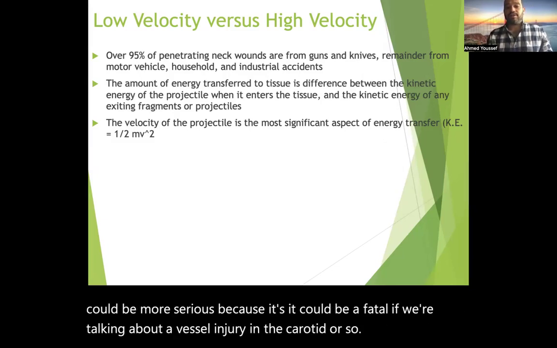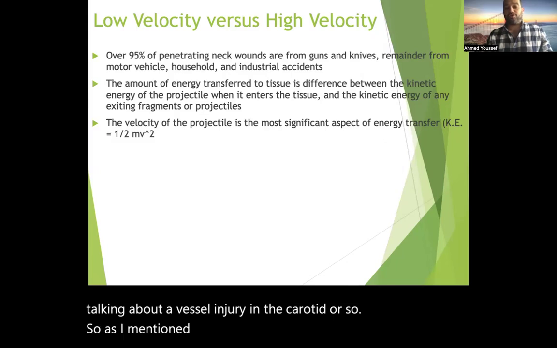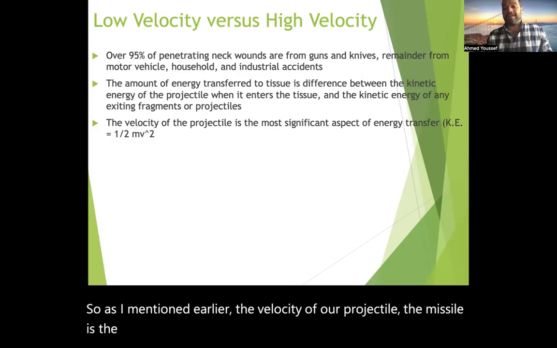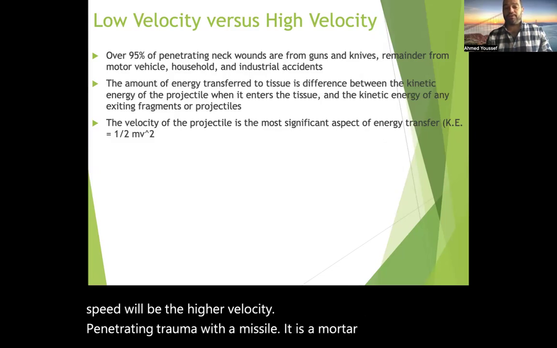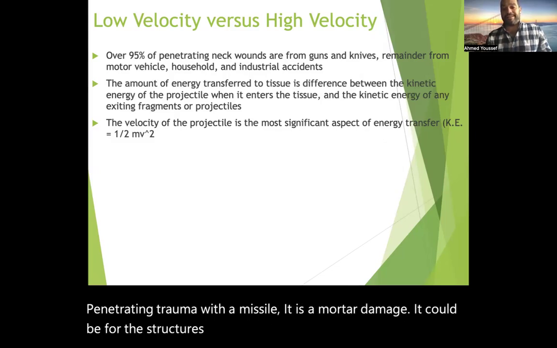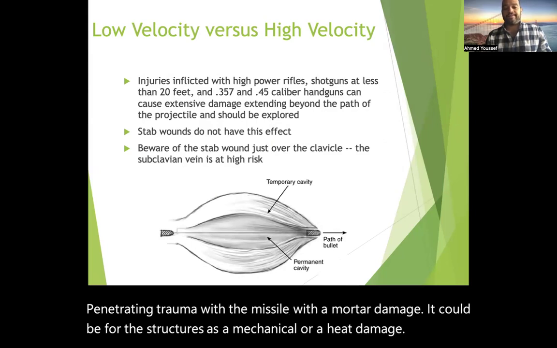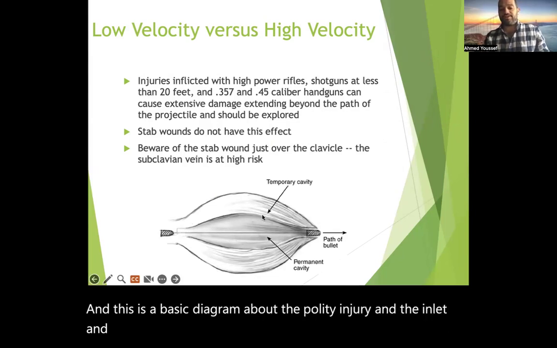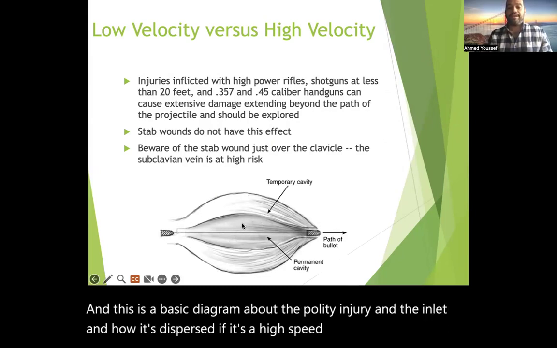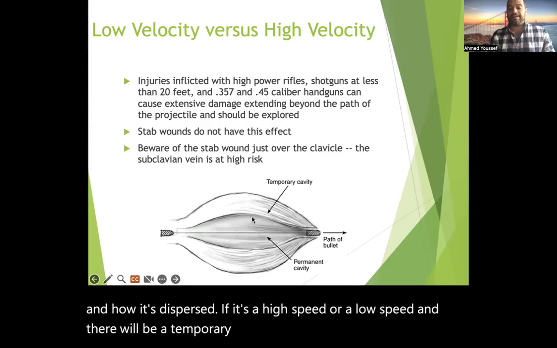As I mentioned earlier, the velocity of a projectile or missile is the most significant aspect of the energy transfer, and the higher the speed with a high velocity penetrating trauma, the more the damage. It could be mechanical or heat damage to the structures. This is a basic diagram about the bullet injury, the inlet, and how it's dispersed if it's high speed or low speed. There will be a temporary cavity that could become permanent, as there is an exit point.